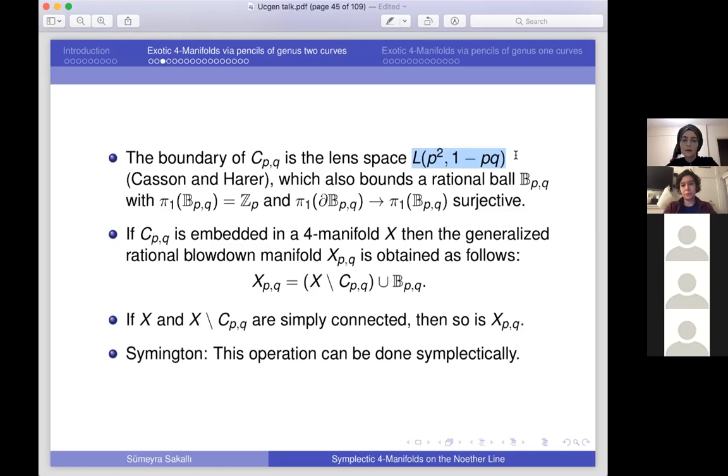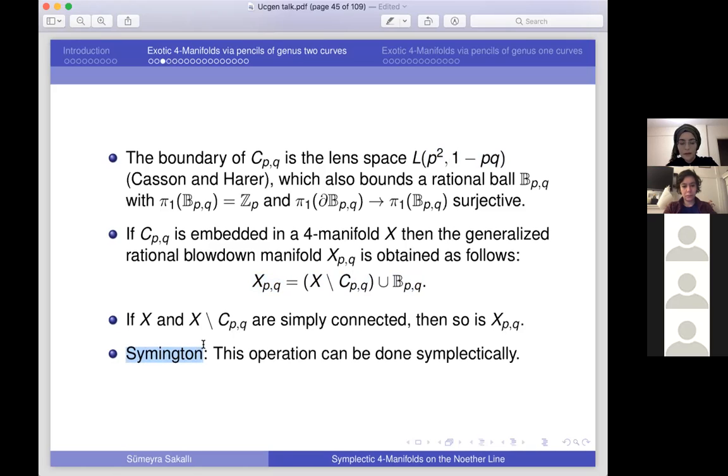It is the result of Kessen and Herrer. And as I said, then you can replace that configuration with another four-manifold having certain properties, and you get another smooth four-manifold XPQ. I will skip other details, but I want to emphasize the last one here.